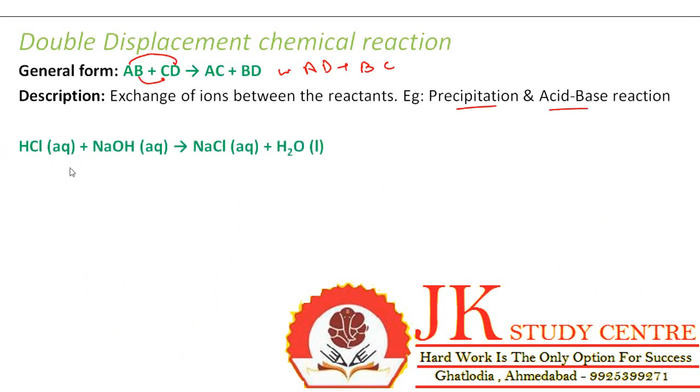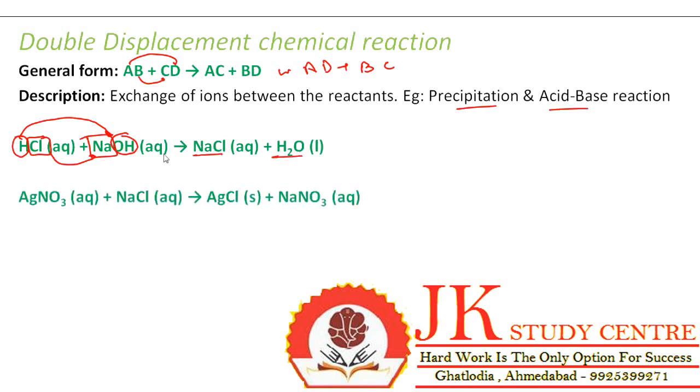Some examples: if you have HCl, hydrochloric acid, and sodium hydroxide, you add these and it becomes sodium chloride, NaCl, and water. You see that H forms a pair with OH, giving HOH, and Cl and Na form a pair, NaCl. So the ones in the square form a pair and the ones in the circle form a pair. Here also, Ag and Cl, both in the circle, form a pair, AgCl, and the ones in the square form a pair, NaNO3.